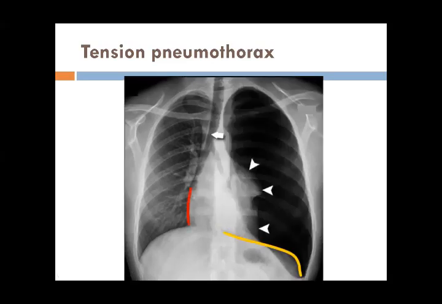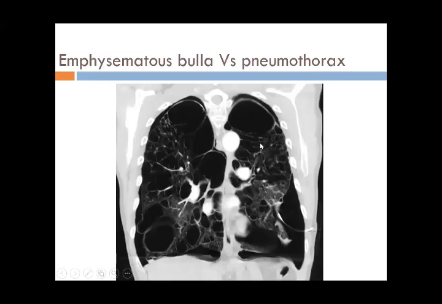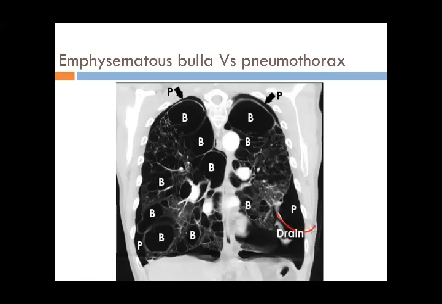Now look at this. This is again a visceral pleural line present. This is the visceral pleural line. A line is present around the lung which is showing this. This is the air and this is the lung. This is a CT scan of the lung showing the emphysematous bulla, which has caused the pneumothorax as well. Look at this. P is for the pneumothorax and B is for the bulla.